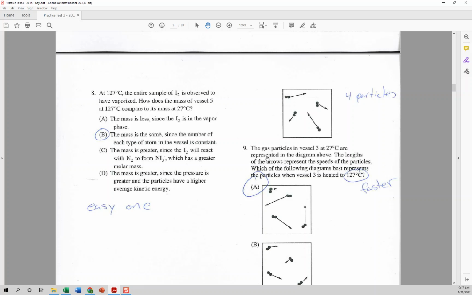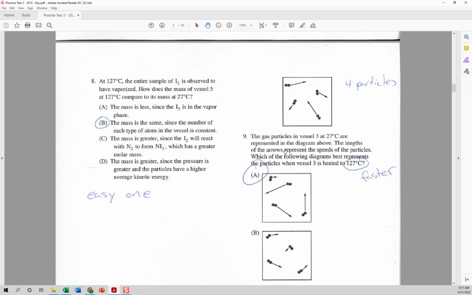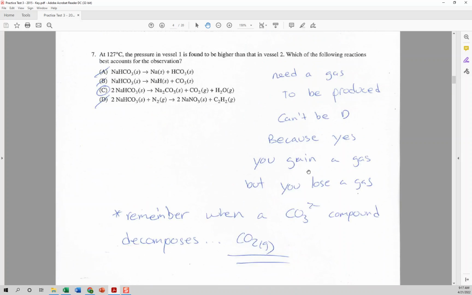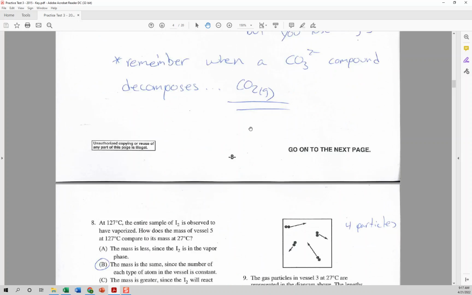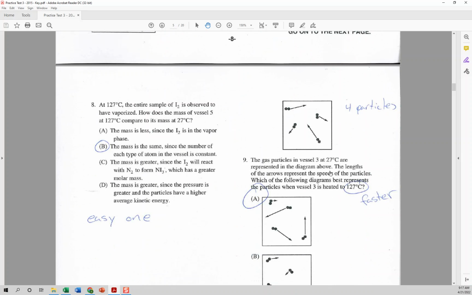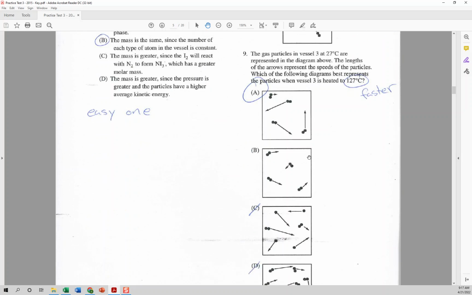So B. All right, so in vessel 3, remember, vessel 3 was the one that just started with nitrogen and nothing else. And so you increase the temperature, so they would say what container would be, so this is what it looks like at 27 degrees, where the arrows, the vectors, represent the speed. What would the container look like at 127? Well, we didn't change the number of particles. Nitrogen's not reacting with anything. So it would be 4 particles again. So we need 4 particles.